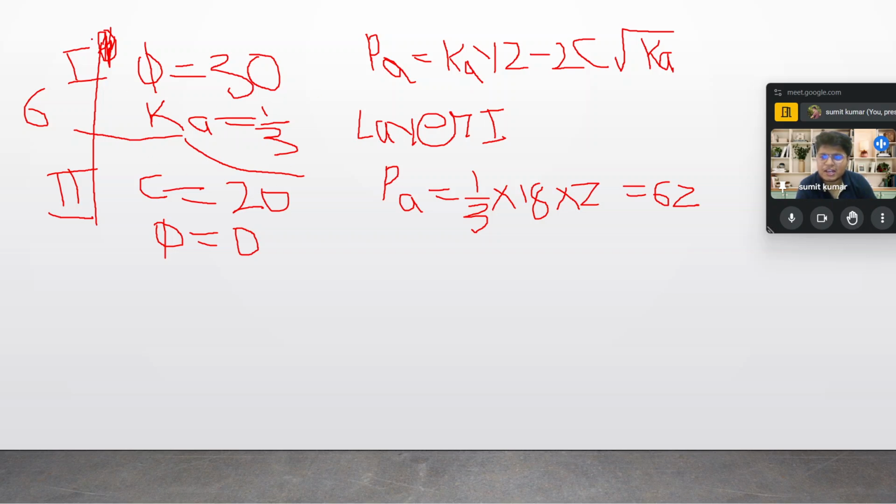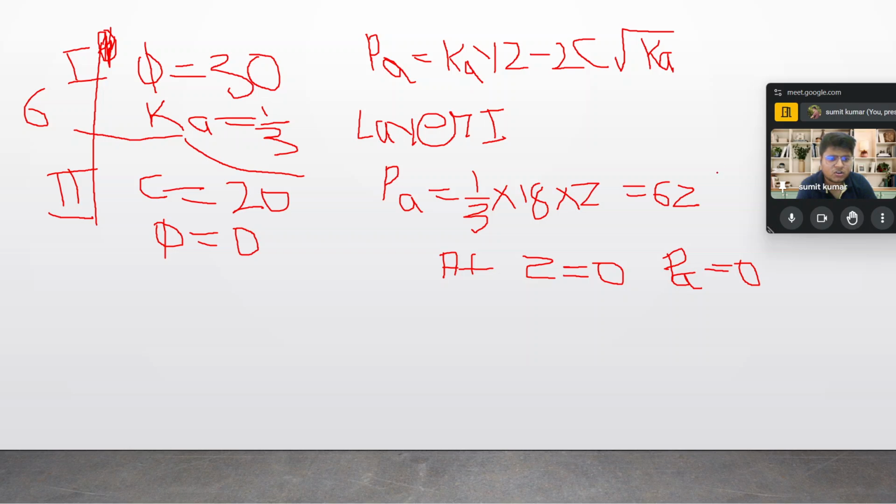So for Z equal to 0, the value of PA is going to be 6 into 0. So I will write for layer 1, at Z equal to 0, the value of PA is 0. You are clear with this point, right? PA equal to 1 by 3 into 18 Z, which is 6Z, because cohesion is not there, so minus 2C root K is 0, because C is 0, so this is 6Z. Up to here, is there any doubt? The value 6Z, up to this point, you are clear?